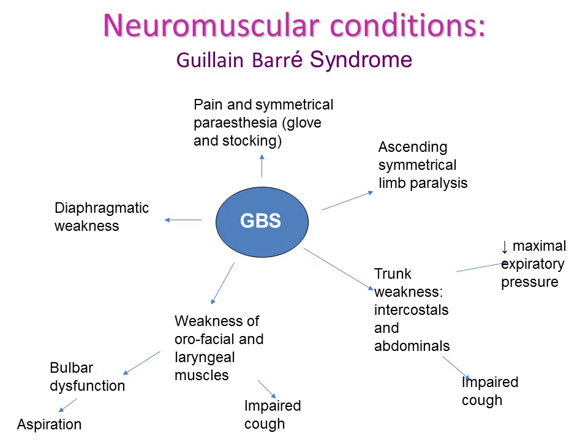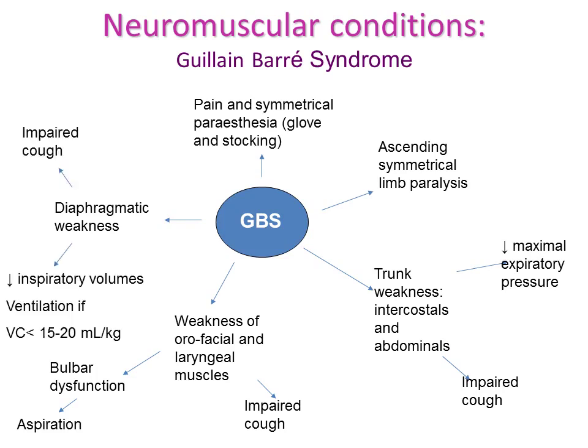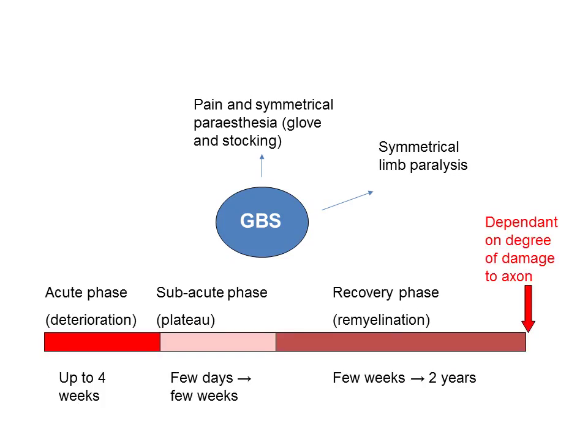And with bulbar dysfunction, people can be vulnerable to aspiration. And diaphragmatic weakness will give impaired cough and also reduced inspiratory volumes. And if a person's vital capacity drops below 15 to 20 millilitres per kilogram, that's when they may need ventilating. Postural hypotension is also a problem which occurs with GBS, particularly important for us physiotherapists during the rehabilitation phase, and when we start getting people up and moving, they may have some quite marked postural hypotensive episodes.